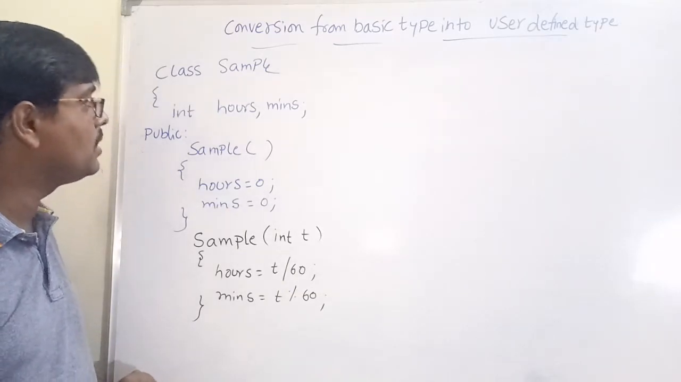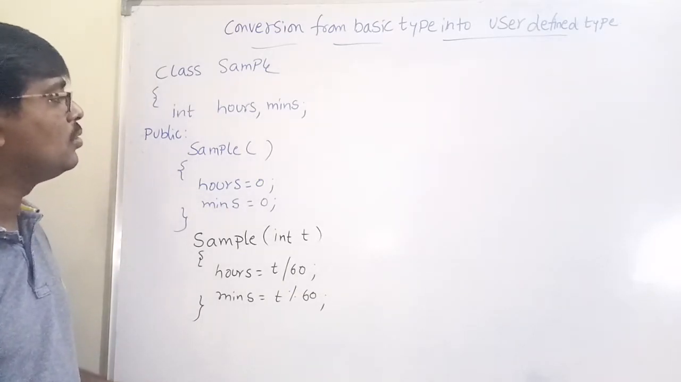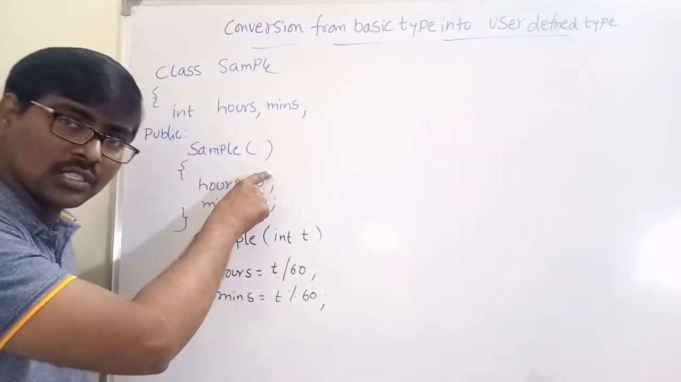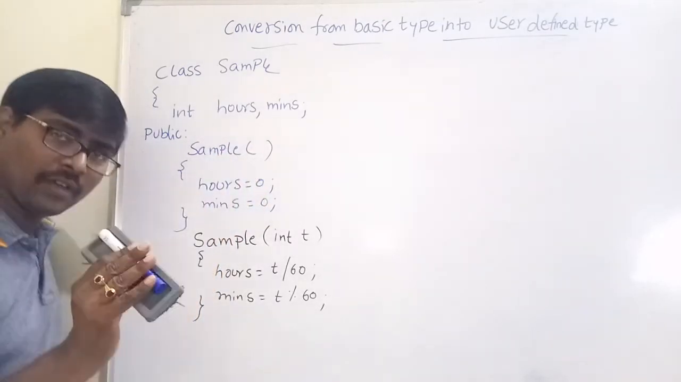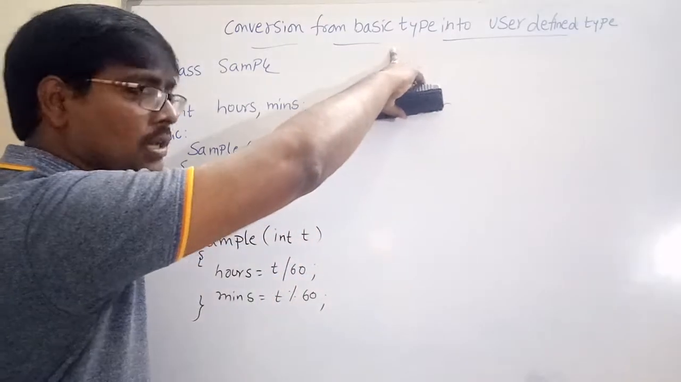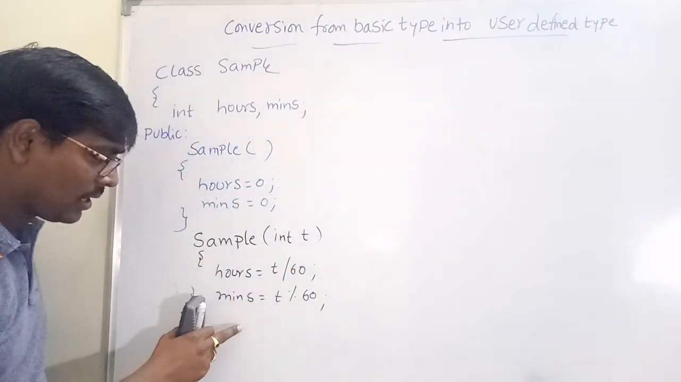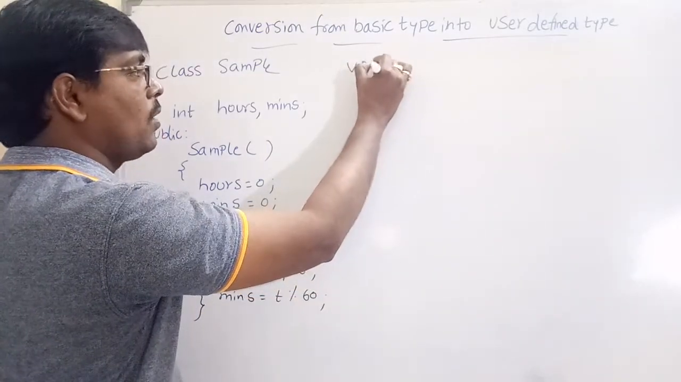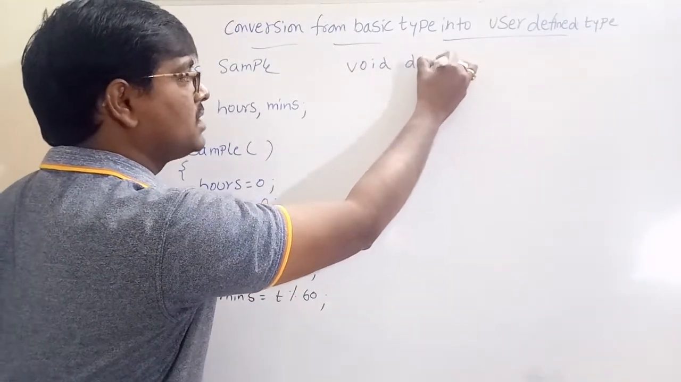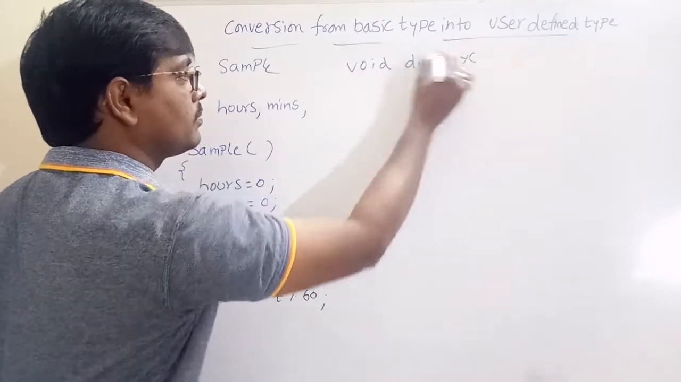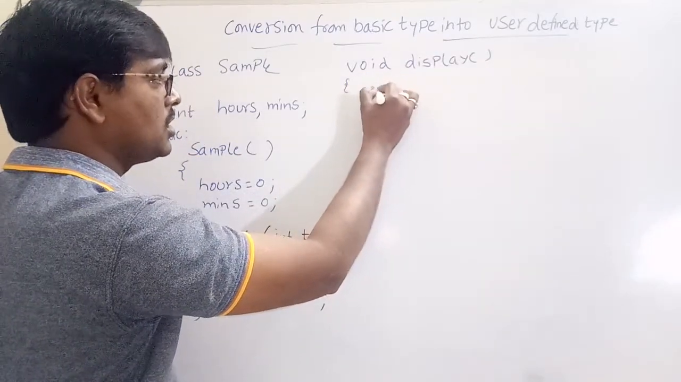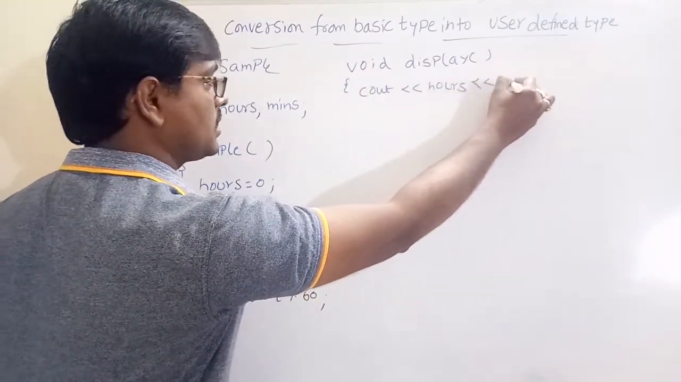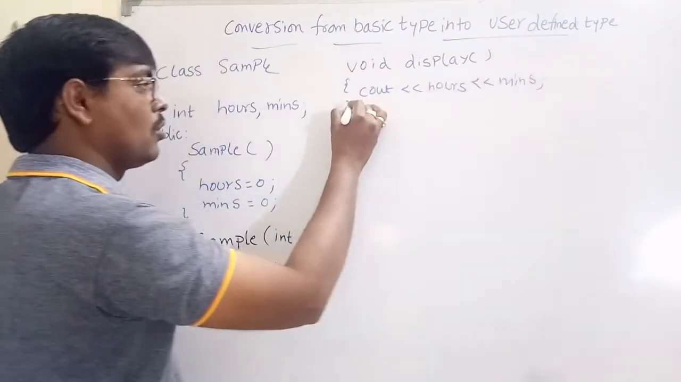So my program is simply read the values and then print the values. So I am initializing the values by using default constructor, and for conversion from basic to user, I am creating this function, and simply one display function, void display, cout hours, minutes. Close the class.